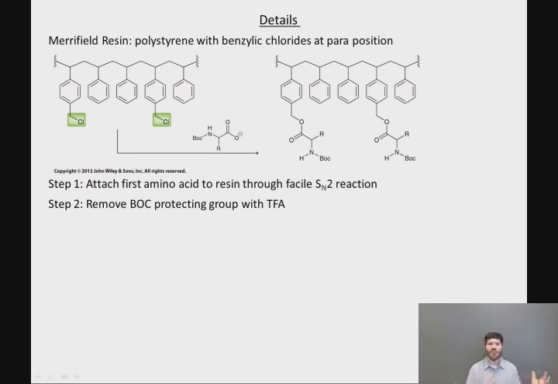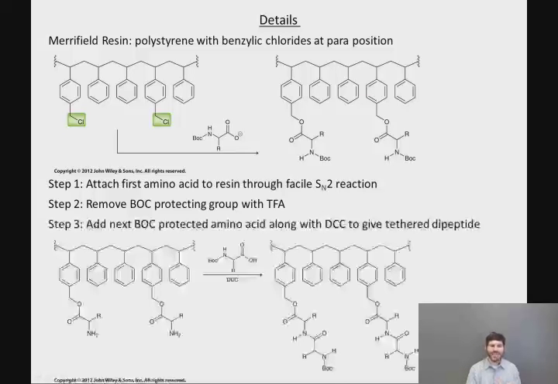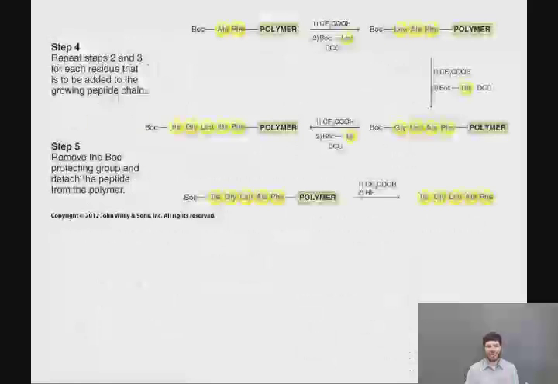Okay, so then to be able to go further with this, the second step in the process would be to remove the Boc protecting group using TFA. And then finally, you will add the next Boc protected amino acid along with DCC to give the tethered dipeptide. And then you just continue to repeat this process as many times as you want. So in this particular example, we're ending up making a pentapeptide.